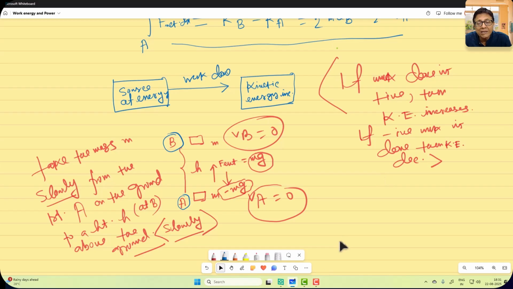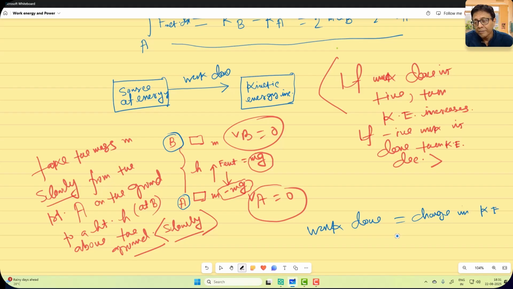Now can I say that work done is equal to the change of kinetic energy here? Can I say work done equals change in K? Can I say that? No, it will be wrong.